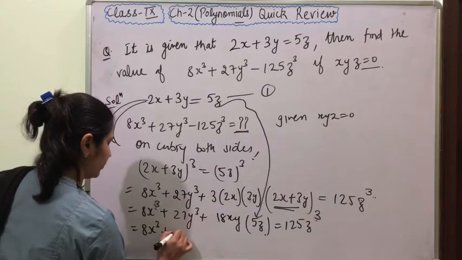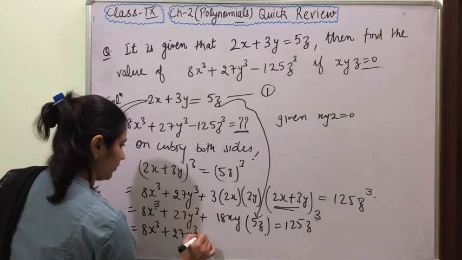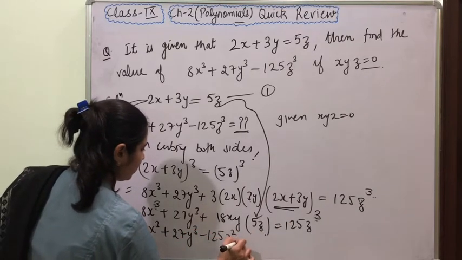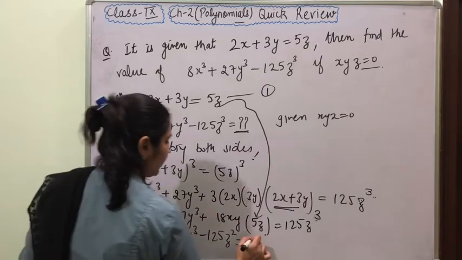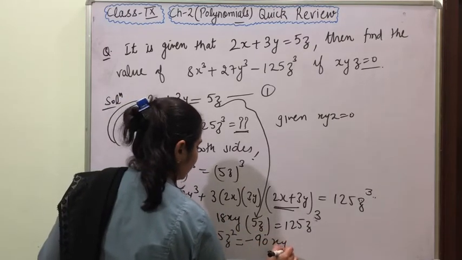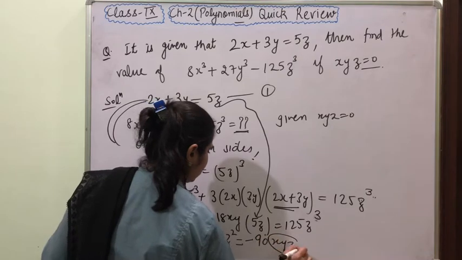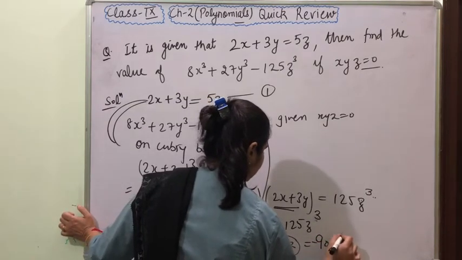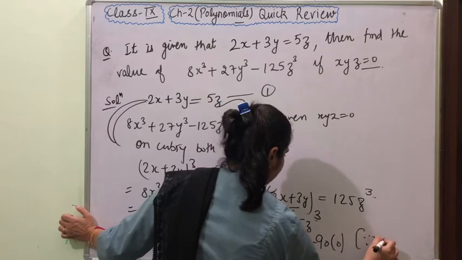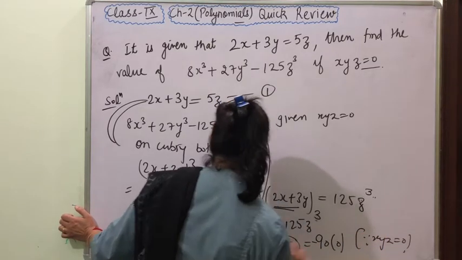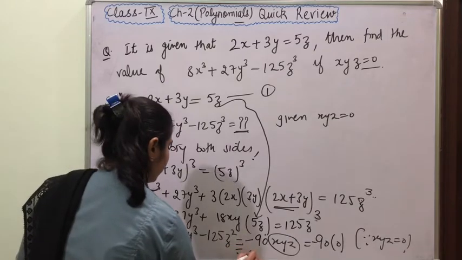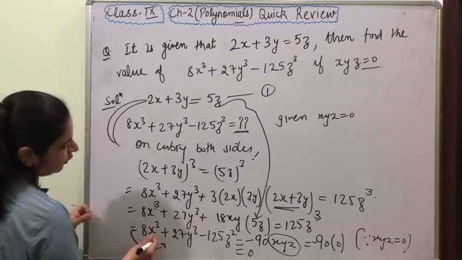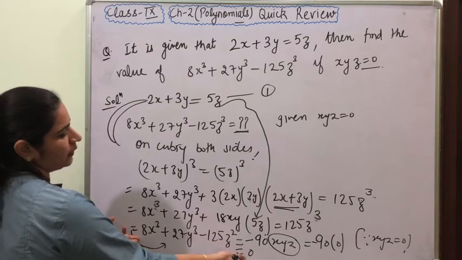So 8x cube plus 27y cube minus 125z cube is equal to minus 90xyz, but xyz is equal to 0. So minus 90 into 0, because xyz is given as 0. Therefore the value of this polynomial is 0.